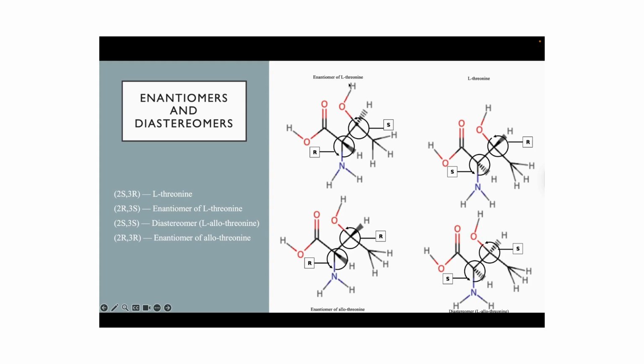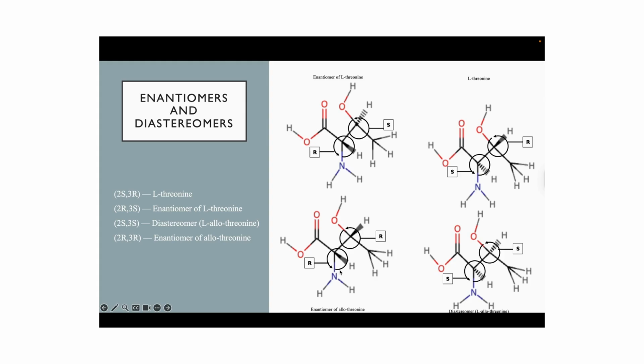For an enantiomer of L-threonine, the first is S and the second one is R. First starts off as S and then goes to become R because of the hydrogen on the wedge. In L-threonine, the first carbon is S, and the second one is R since the hydrogen is on the wedge.